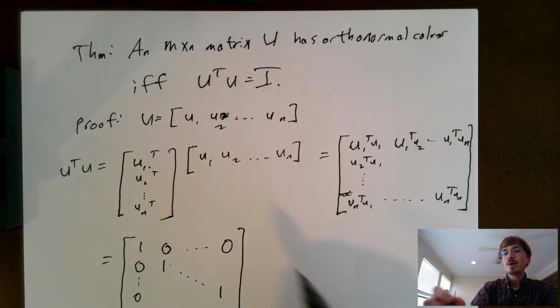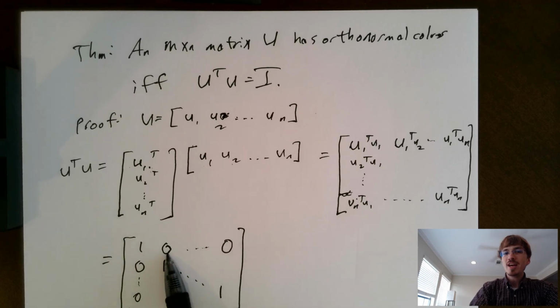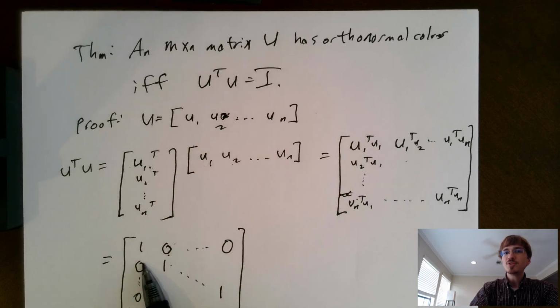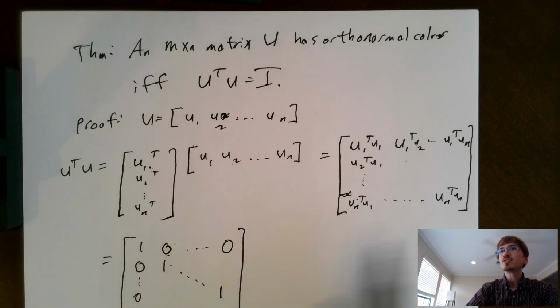If we wanted to go the backward direction, suppose that this equality is already true. If all the dot products are 0 except whenever you have the dot product of a vector with itself, which is 1, that's exactly what it means to have orthonormal columns. So both directions are true here.